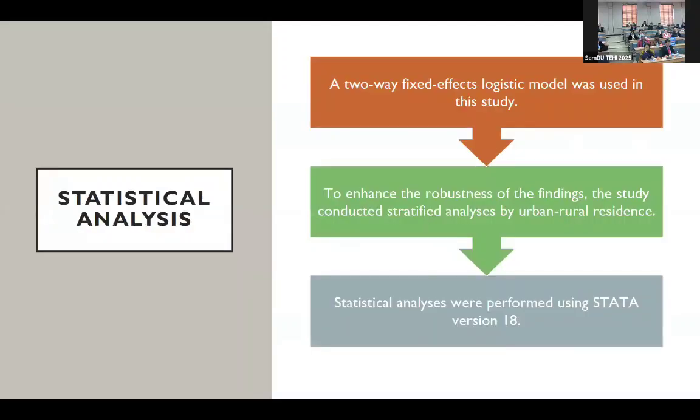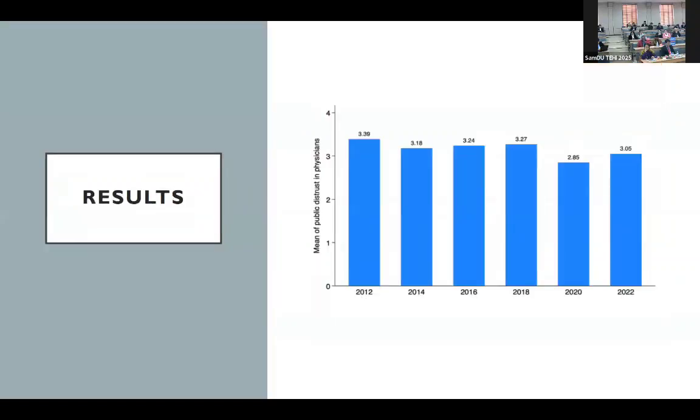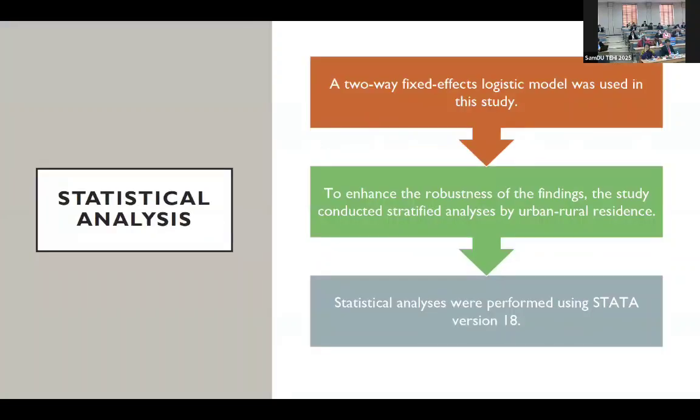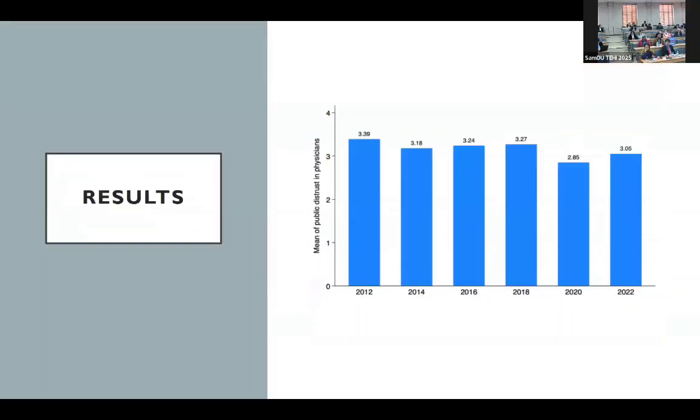Based on this, we already have the full data set with no missing values after the multiple imputation. So we use a two-way fixed effects logit model to analyze the data. Now I will show a little bit of the results.